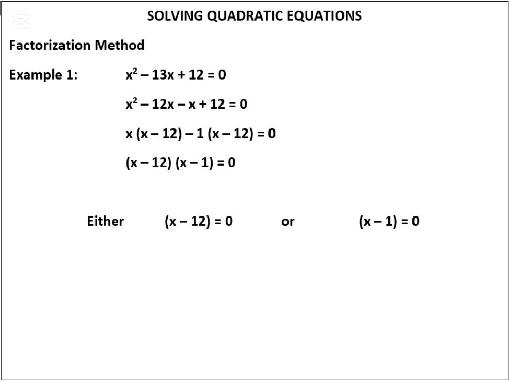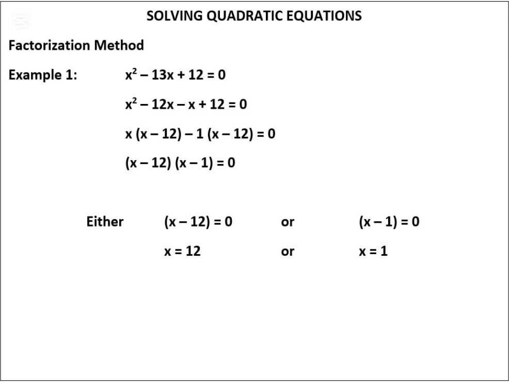Now, if x minus 12 is 0, that means x is equal to 12. By the time the minus 12 crosses the equality sign to the other side, it becomes plus 12. So x is equal to 12. Or if x minus 1 is 0, it means that x equals 1. So the two acceptable values for x are 12 and 1. Those are the two correct values for x.